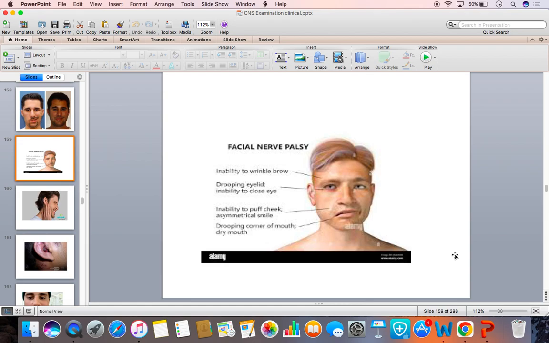You can see the same patient with facial nerve palsy. Inability to wrinkle the eyebrows, drooping of eyelids, inability to close the eye, inability to pull the cheeks, asymmetrical smile, drooping of the corner of the mouth and dry mouth. So these are some of the features of Bell's palsy.